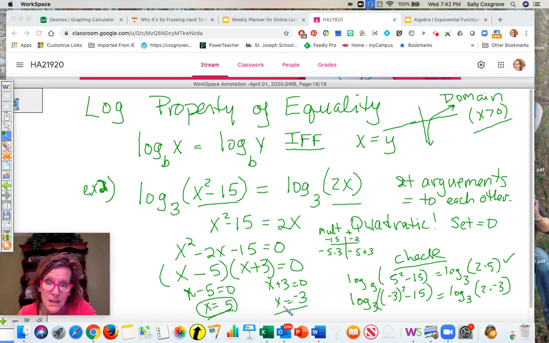So this, remember our word? Extraneous. So what's our answer right here? x equals 5. Yay! That's the answer. x equals 5. So I think we probably need to do a second example.